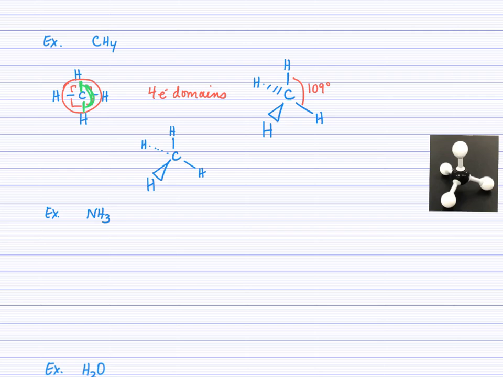If this shape doesn't mean something to you as you're drawing it and you haven't built the models yet, then it would be well worth your while to build this and compare it to the diagram. The name of this shape is tetrahedral.